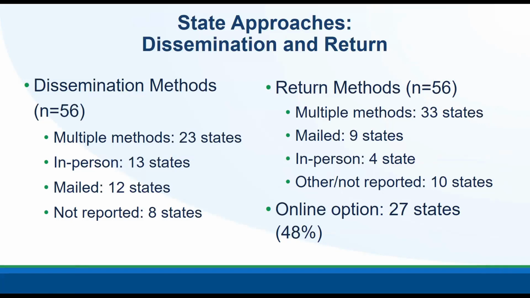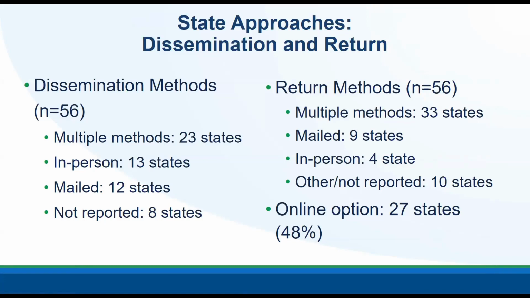Another 13 states are using an in-person method to get the survey to families. So an example would be a state that has a service coordinator or provider handing a paper survey to a family at a home visit or an IFSP meeting. That would be considered an in-person dissemination. Mailing only was used by 12 states, and for an additional 8 we were not able to code that based on the information in their APR.